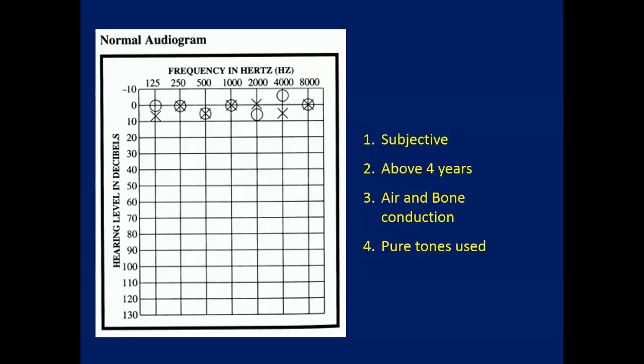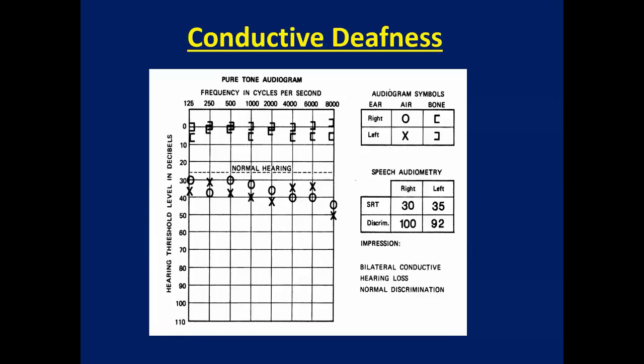Air and bone conduction you can plot separately, and we use pure tone. So this is different from speech. So if someone has a disability, we may not detect it from pure tone audiogram, because we don't take voice here. So conductive deafness is bone conduction is better than air conduction.